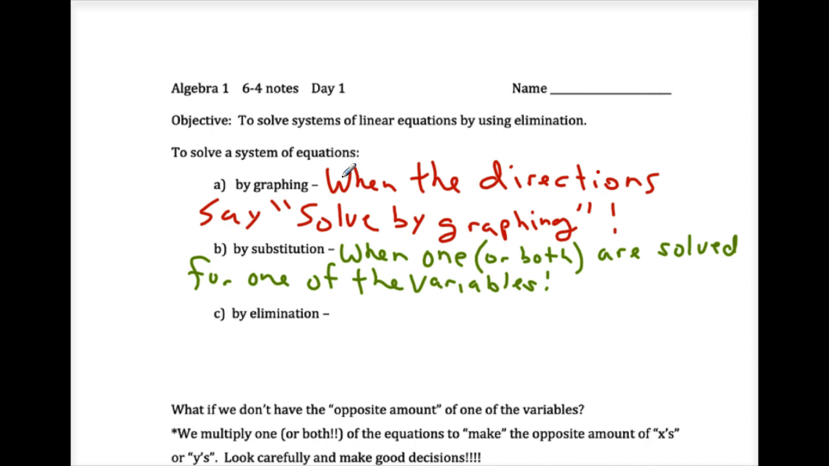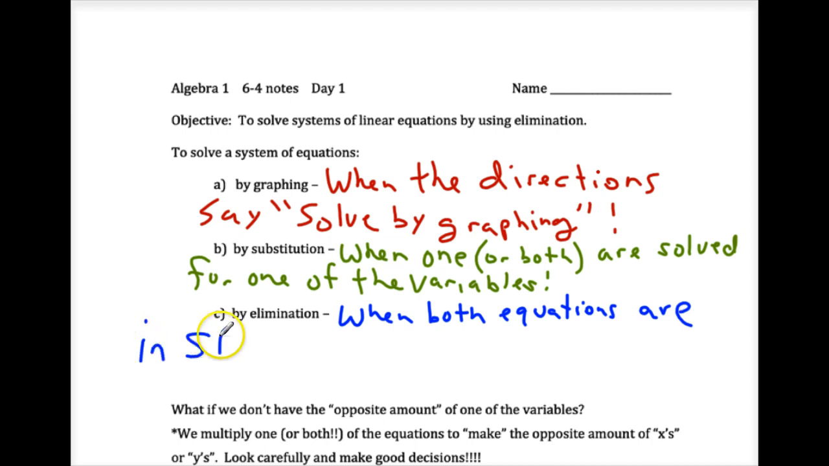Now you guys know this. When do we use elimination? What do you know? When both equations are in standard form. Great answer. When both equations are in standard form. And what is standard form?